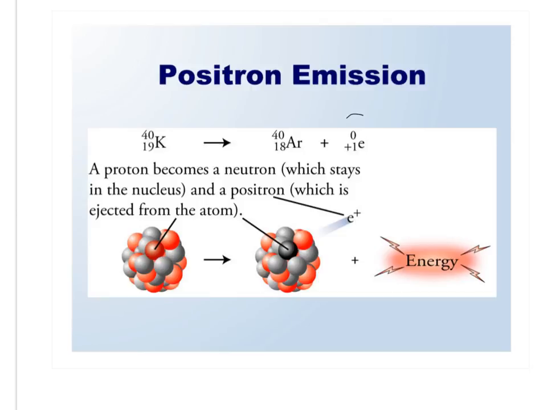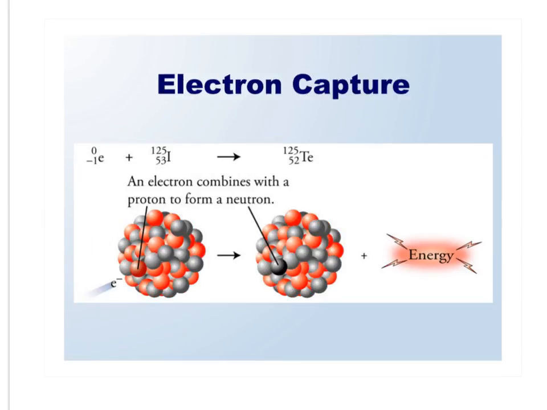Positron emission, it's the same thing as a beta particle, except if you notice it's positive. So they call it a positron, because a proton becomes a neutron. It stays in the nucleus, but then a positively charged electron and energy is released. Electron capture, this is another beta particle, except this time it's colliding with an element, and the electron combines with a proton to form a neutron. So it still changes elements, except just this time it's capturing it.